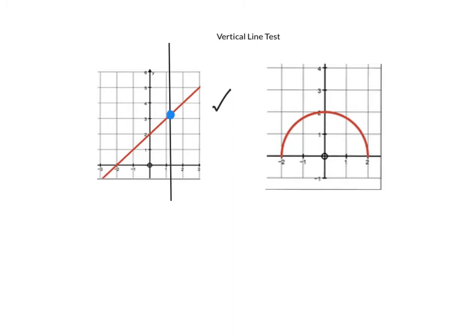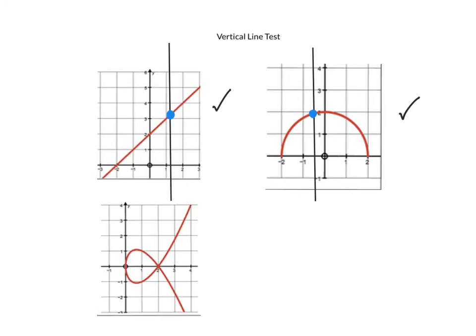Here's a second diagram. What we have here is a semicircle, so we're going to do exactly the same thing. I'm going to draw a vertical line through it at any point. And we can see that the line touches the semicircle at only one point. So this is also a diagram which represents a function.